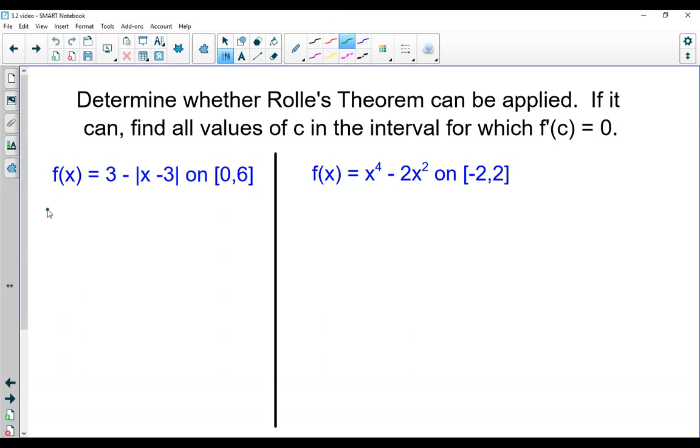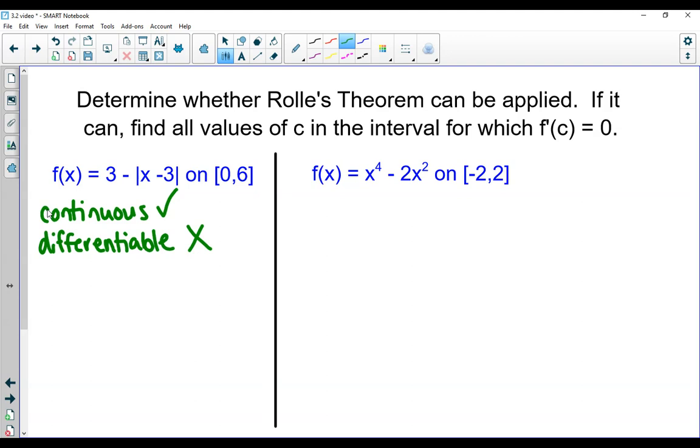I first want to check, is it continuous? And it is. And then I want to check if it's differentiable. In this case, it is not differentiable. We know that absolute value has a sharp turn, which is not differentiable.